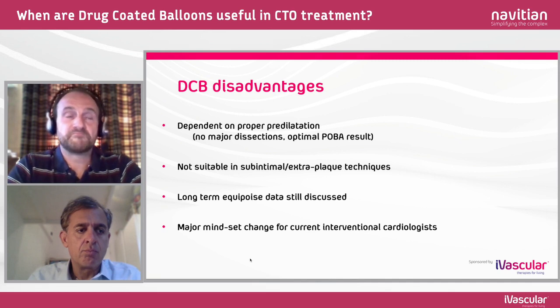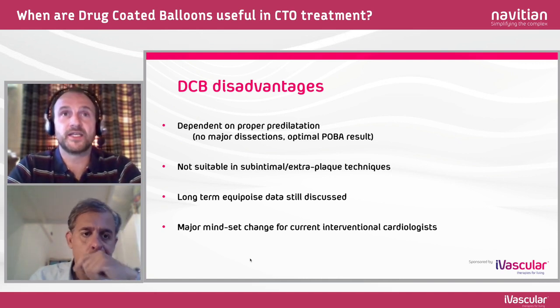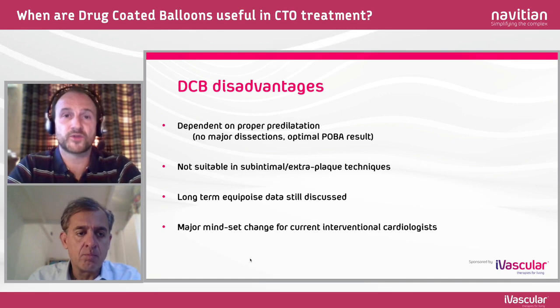It's most probably, I would say almost for sure, not suitable when we use subintimal or reverse plaque techniques in CTO, because in that case we deform the CTO, the vessel, so much that we probably need an absolute scaffold, a metal scaffold, to keep the vessel open. The third point is that the long-term equipoise data between DCB and DES are still debated, so we definitely need more data to prove the advantages of DCB versus stent.